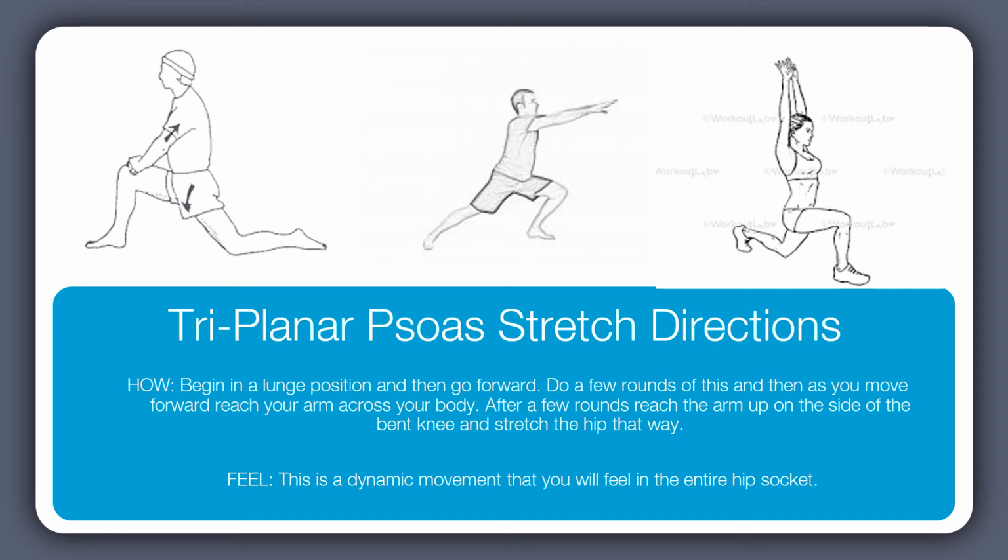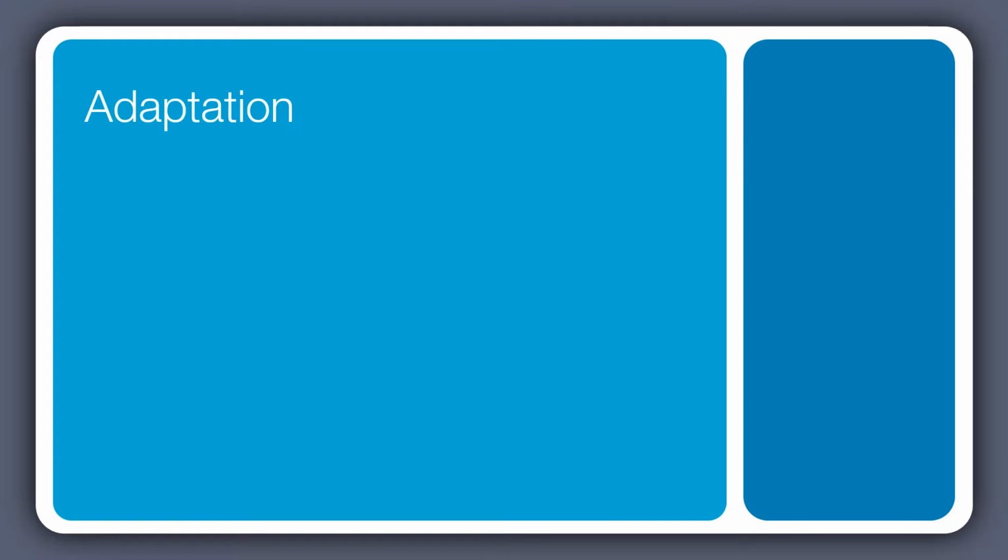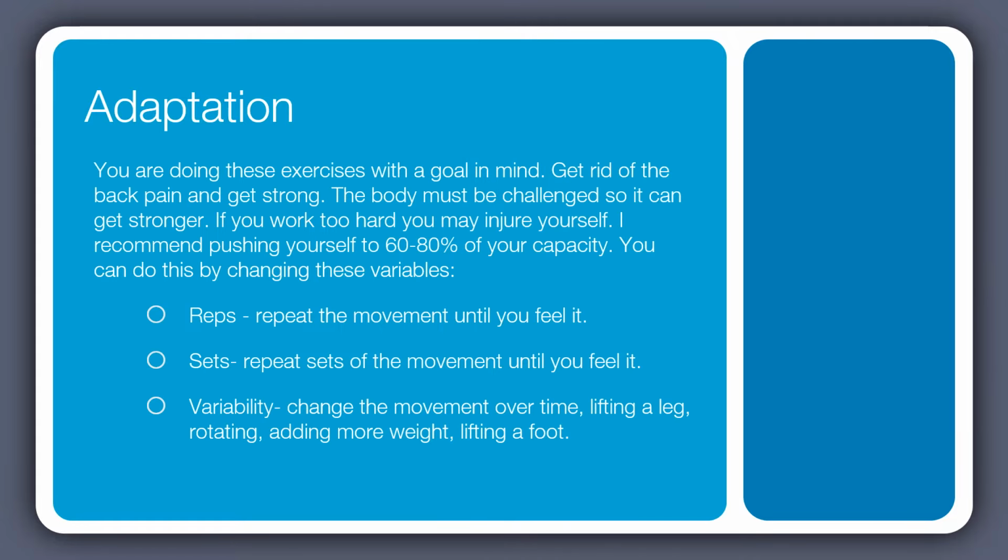And then the next one, you're going to go forward and you're going to extend the arm up and over. This time, it's that same arm that you were extending across your body, lifting that arm up and then hinging over to the opposite side. So the triplanar stretch is you're going back and forth, then you're getting some rotation, then you're getting some side bending. So those are the stretches used for Meralgia Paresthetica.